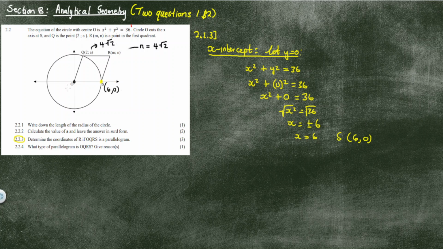And here the coordinates were 0 and 0. So we were told that the coordinates for Q are 2 and A, where the A is 4 square root 2. If you move from the origin to the coordinate of Q, you move by 2 units. It also means that R and Q correspond. Whenever Q shifts, R shifts.